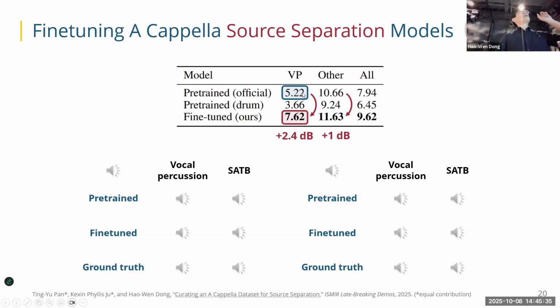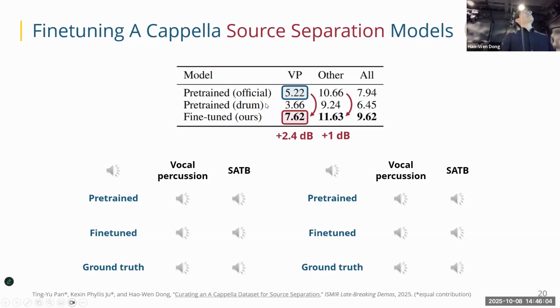This is like, the higher the better. But once you fine tune, you actually get 7.62. That's the SDR, the way we see whether your output is clean compared to the original one. Another interesting finding is that there's a pre-trained specific model, Demucs. Demucs has several versions, and one of them is specifically trained for drum separation. And when we grab that, it actually does worse.